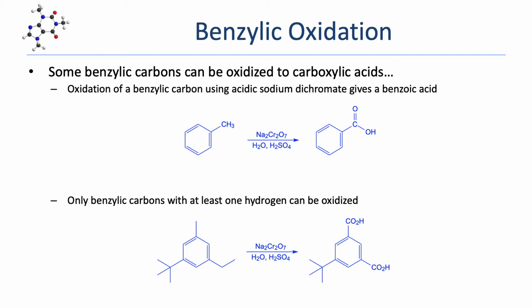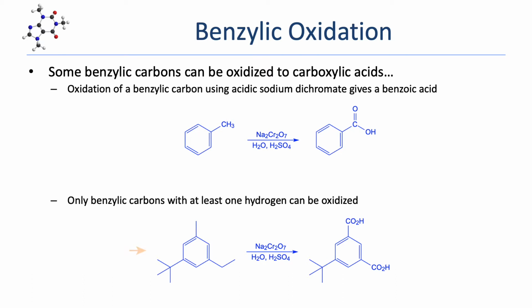Most alkyl groups attached to a benzene can be oxidized to give a carboxylic acid. The reaction is often performed using acidic sodium dichromate. In the first example, we see toluene being oxidized to benzoic acid. It's important to recognize that only benzylic carbons are oxidized, and only those that have at least one hydrogen attached.